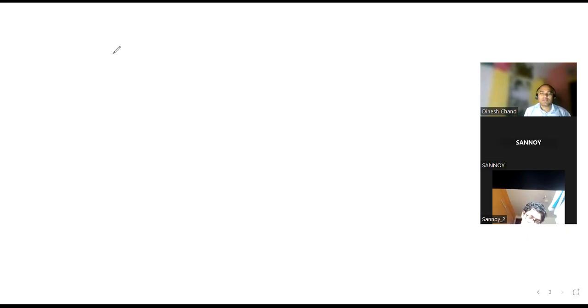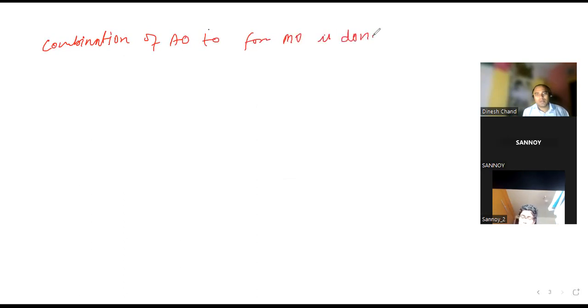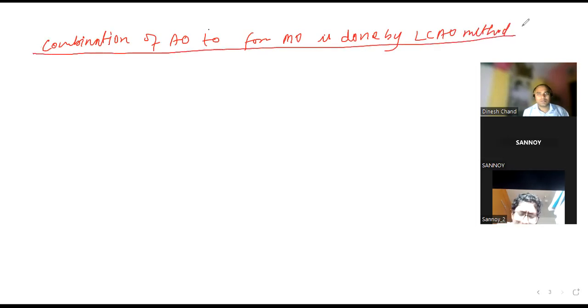Okay, correctly, you know. See, these are the atoms. I'm writing a heading: combination of atomic orbitals to form molecular orbitals is done by what method? It is done by the LCAO method. What is the LCAO method? Sir, linear combination of atomic orbitals. So that is where the constructive and destructive come in.